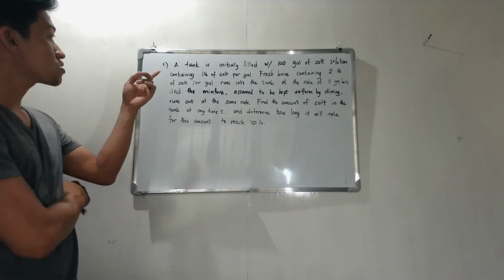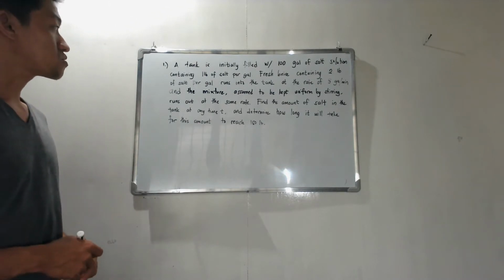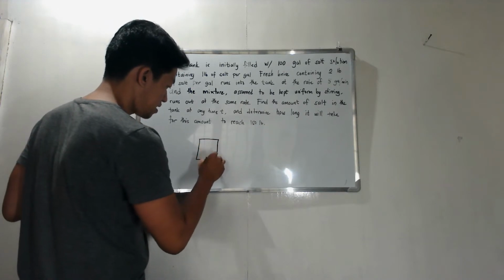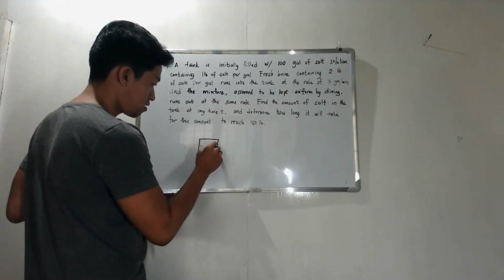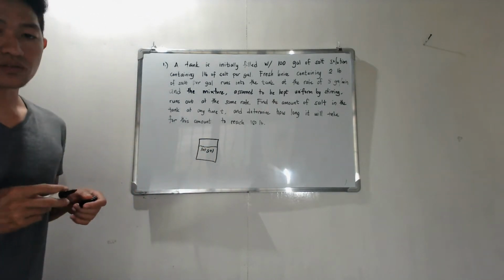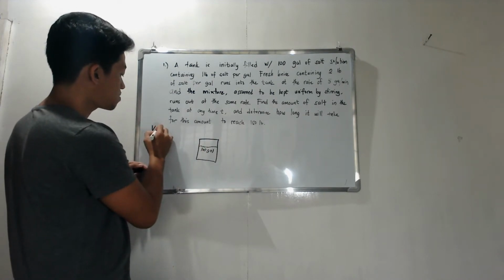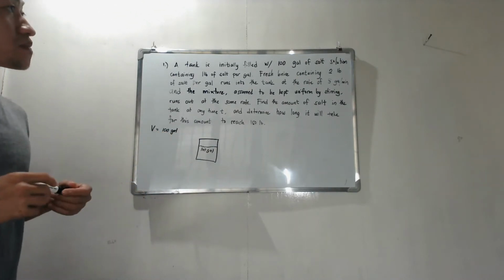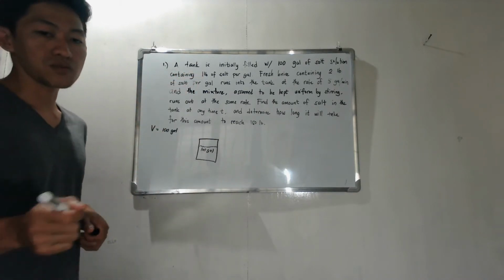The problem is you have a tank and it is initially filled with 100 gallons of salt solution. So this 100 gallons is the volume. Gallons is a unit of volume. Okay? Containing 1 pound of salt per gallon.